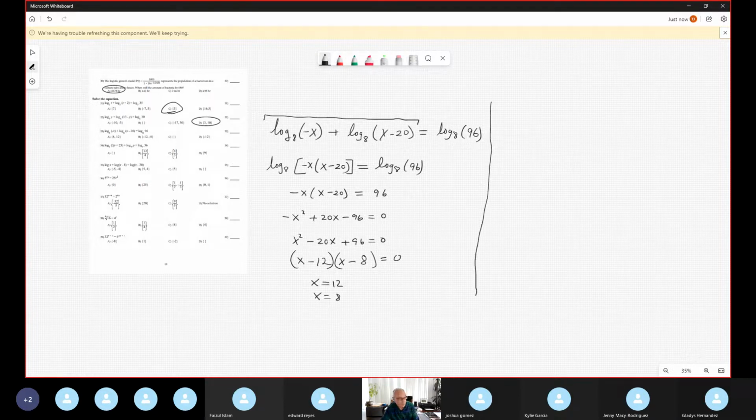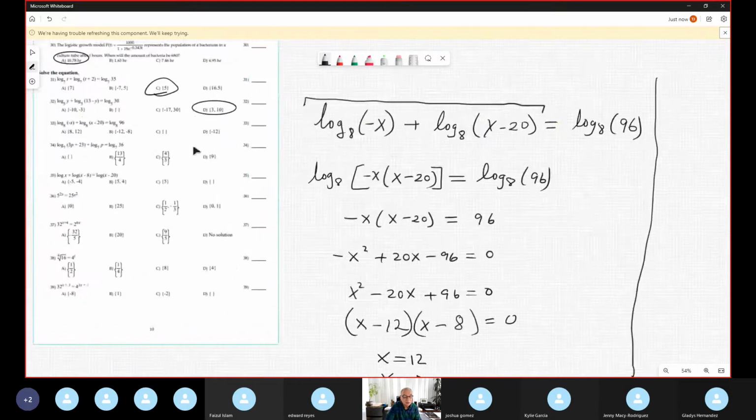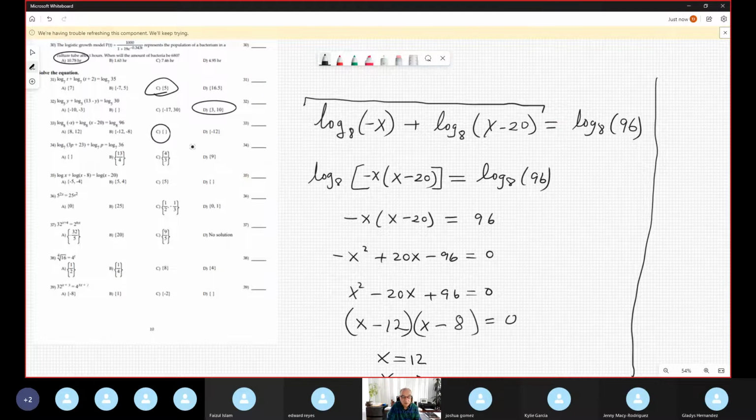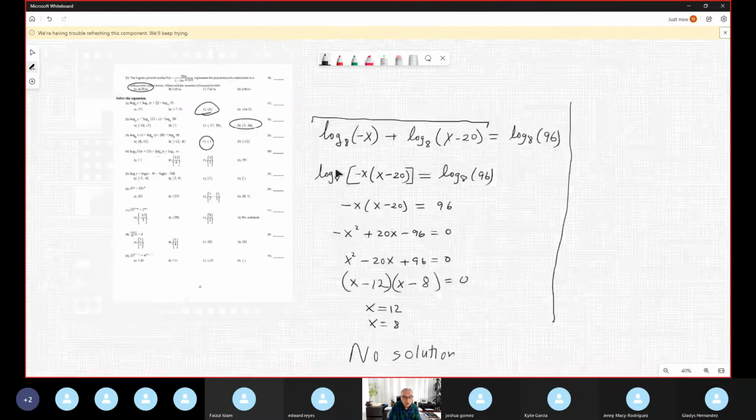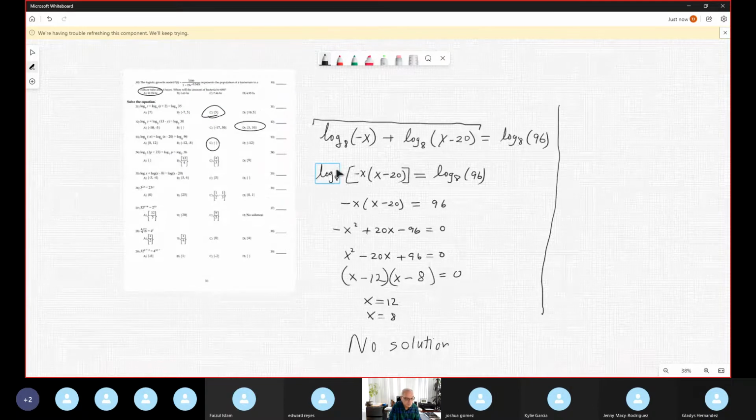And the checking part. A ver. No solution. Yes, Edward says no solution. You understand that this solution doesn't work when you try to check in the original equation. And no solution is the option C. Look at that, empty set. That symbol. Empty set, no solution. Do you understand this idea or no? Or is it confusing?